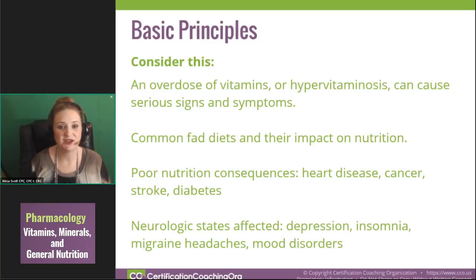Yeah. So some people can go to an extreme and get hypervitaminosis. And so again, we'll talk about some of those things that a person needs to be very careful about.